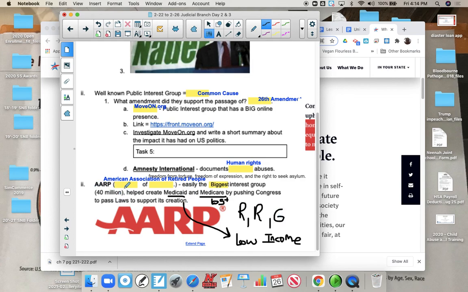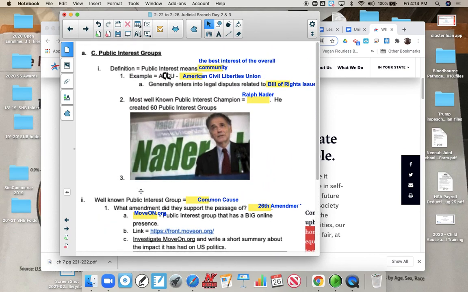This public interest group, AARP, with 40 million people, has a profound impact on elections. Just imagine if all 40 million voted Republican or voted Democrat. That's half the votes that Biden got and more than half the votes that Trump got in the 2020 election. It's a huge following. So having an interest group push for certain things and support candidates can be extremely powerful when it comes to politics.